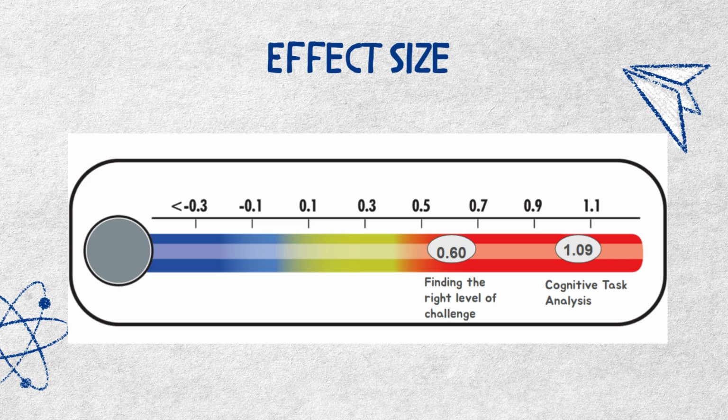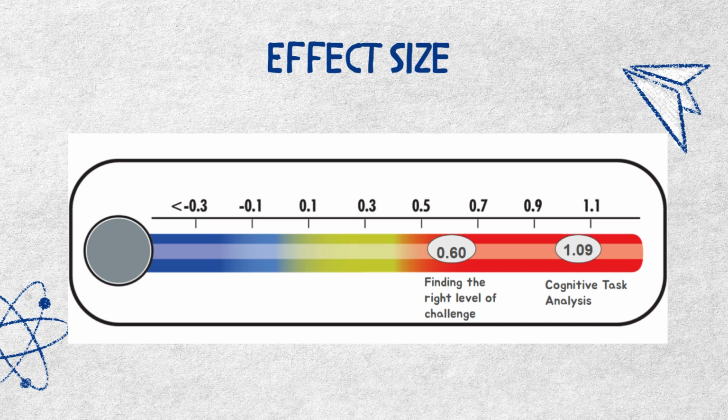A 0.60 effect size for finding the right level of challenge is incredibly powerful. Considering that 0.4 is generally considered the equivalent of one year of growth for one year of input, 0.6 means we're seeing acceleration in learning that goes beyond just one year of progress. It highlights that when we hit that just-right spot where learning is challenging but achievable, students will make significant gains.